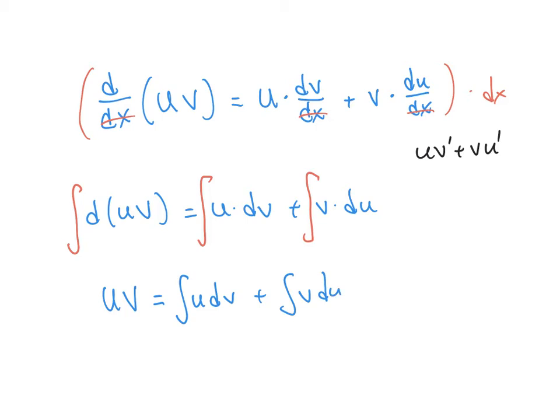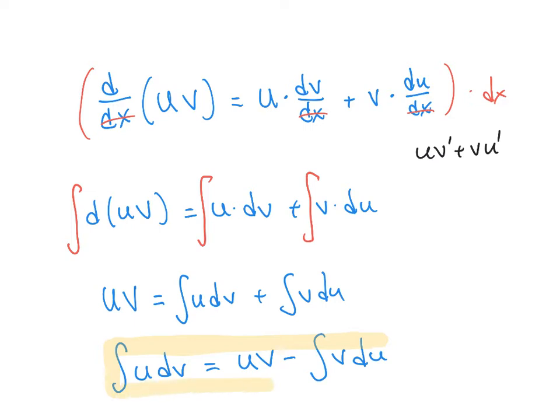And then to finish off the derivation of the formula, we're just going to use a little arithmetic to rearrange this. If I subtract the integral of v du from both sides, I get this equation. The integral of u times dv equals the product uv minus the integral of v du. And this turns out to be the integration by parts formula. So this is our integration by parts formula.